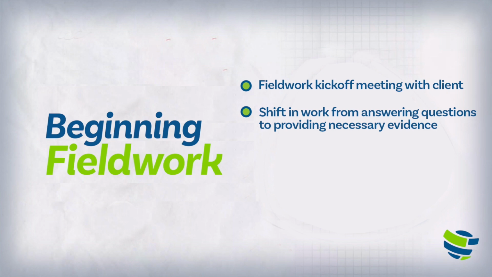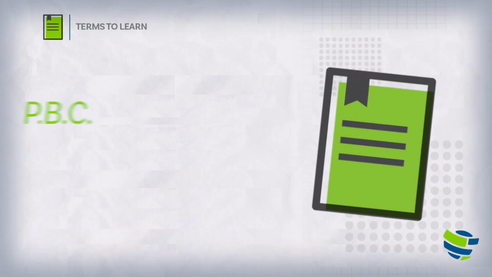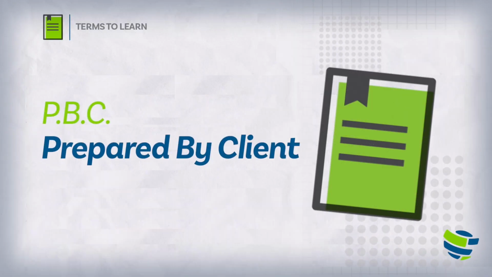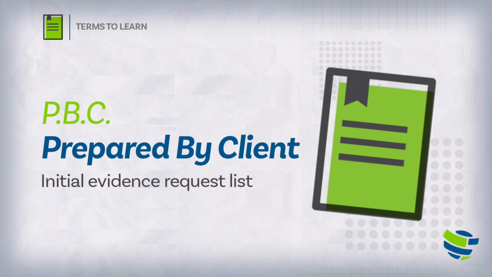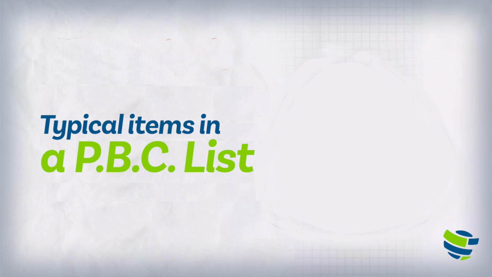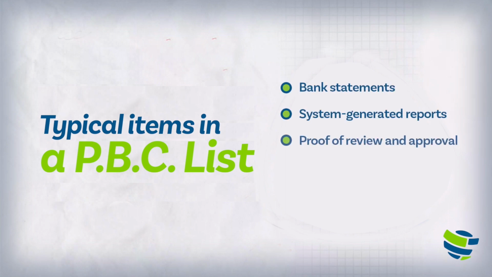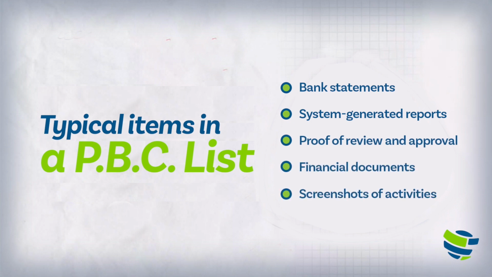It is at or before this fieldwork kickoff meeting where you should deliver your PBC list. This is a term to learn. A PBC, or prepared by client list, can also be called an initial evidence request list. This is a list of documents that are needed to complete your audit procedures. The types of items that could be requested in a PBC list include bank statements, system-generated reports, proof of review and approval, financial documents, and screenshots of activities.